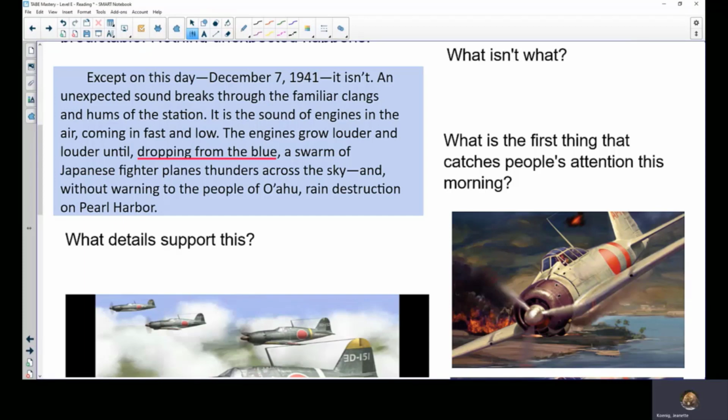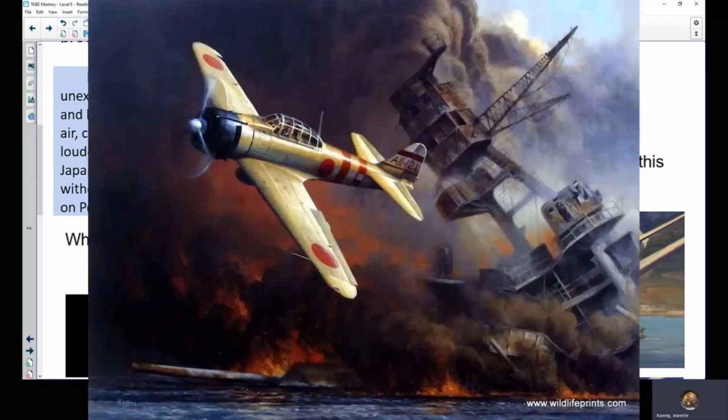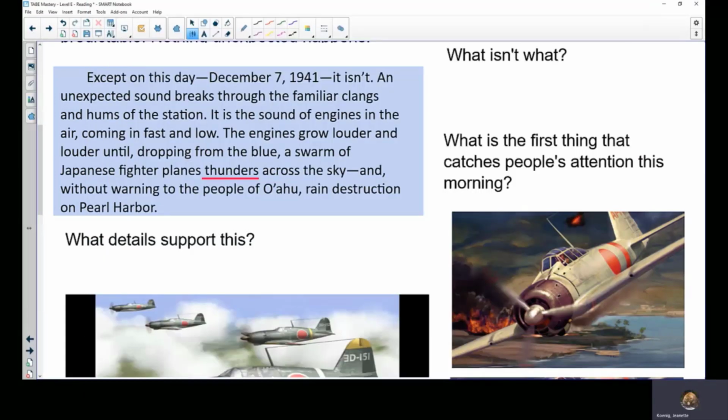Nice blue sky. And so picturing this, it's quiet, and then suddenly we've got this sound that is gradually coming in, this hum, the sound of airplanes coming in. They grow louder, and then suddenly destruction comes. Suddenly they're thundering across the sky. So it starts off pretty small, and suddenly it's thundering. Thunder is usually loud, and then suddenly it's raining destruction. So what's the first thing that catches people's attention this morning? The sound of engines, just this humming.